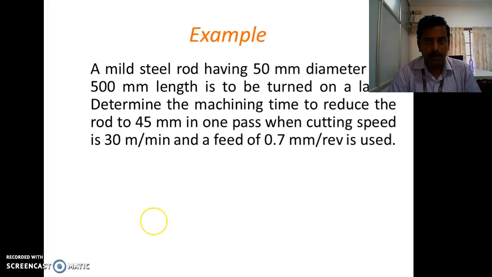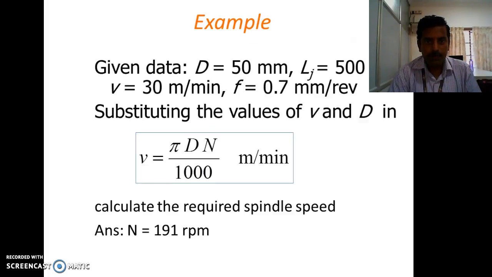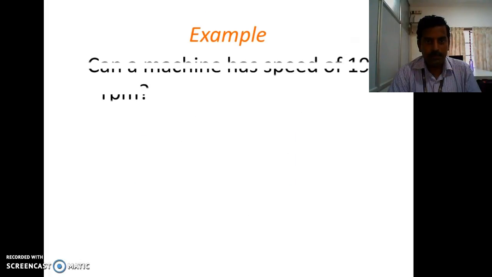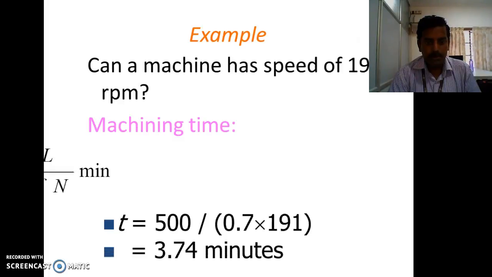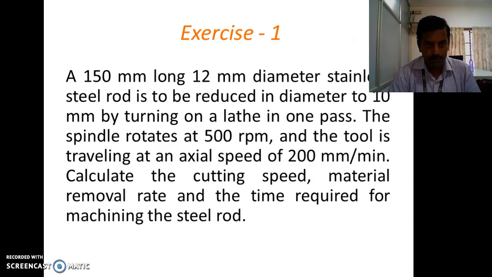So this is an example for assessment to be done by you. Just go through this and solve this problem. And the solution is also given here. It's an example for you. Using this, machining time is calculated to be 3.74 minutes.